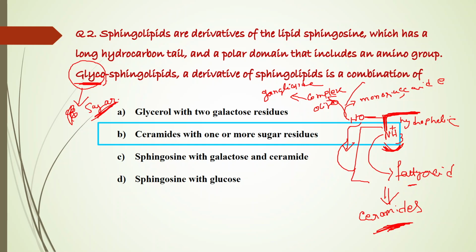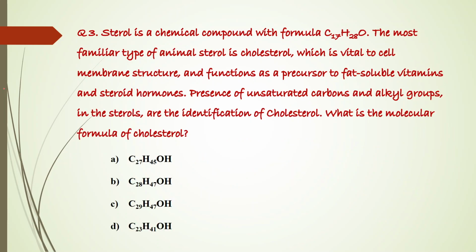We do not know whether there is only one single monosaccharide or there is a complex oligosaccharide. Based on that we can further classify them, but we still don't know. So altogether we can call them just simply glycosphingolipids. That means a sugar moiety is attached. Okay, moving to the next one. It is a very easy one. I just quickly show that.